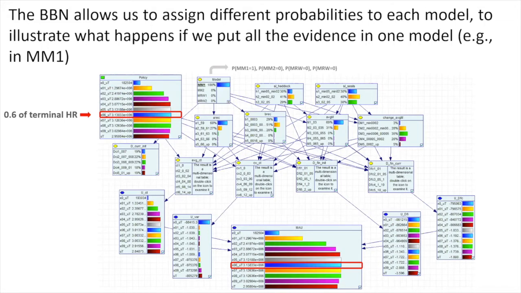So the BVN also allows us to assign different probabilities to each model to illustrate what happens if we put all the evidence in one model. For example, here, what happens if I put all the evidence to model MM1. In this case, I assign a probability equal to 1 to this model. And under this scenario, the BVN showed that the harvest rate that generated the largest utilities was 60% of the terminal harvest rate.